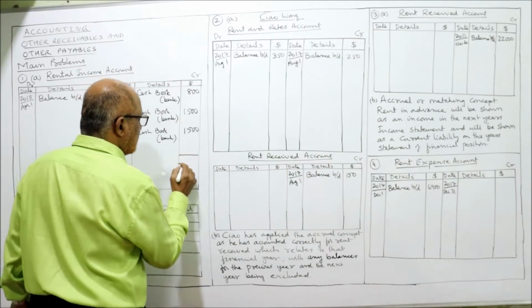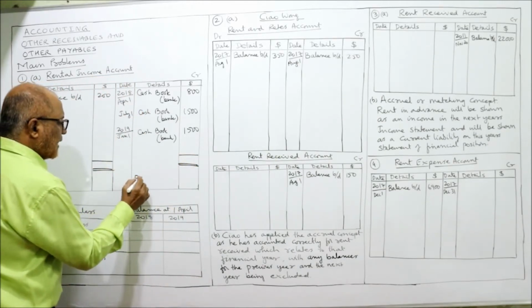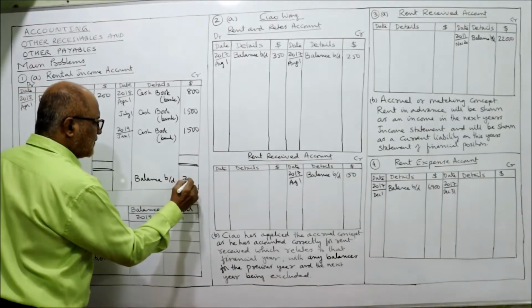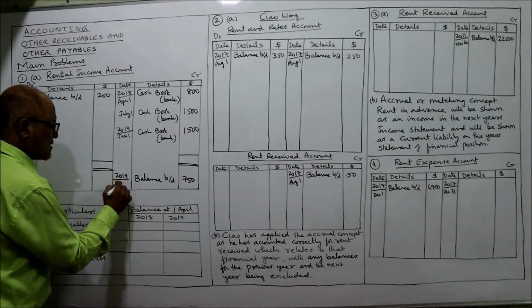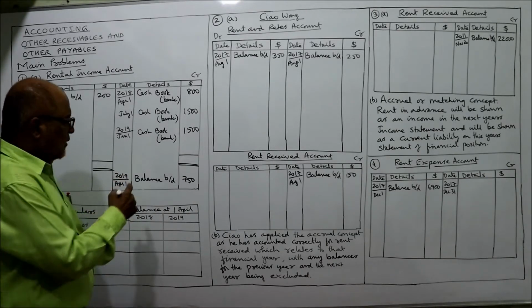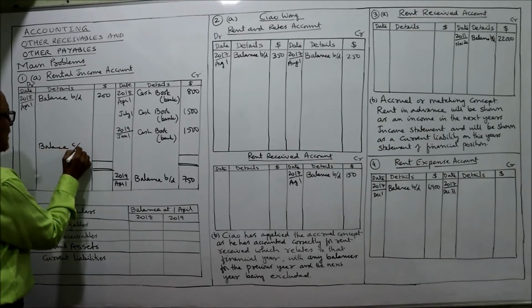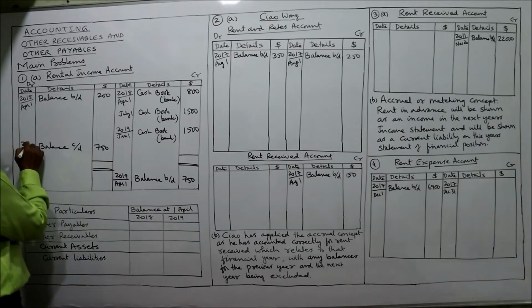So here I am taking the total balance brought down 750. This is on 2019 April 1st. Now here balance carried down 750. This is the last date, 2019 March 31st.